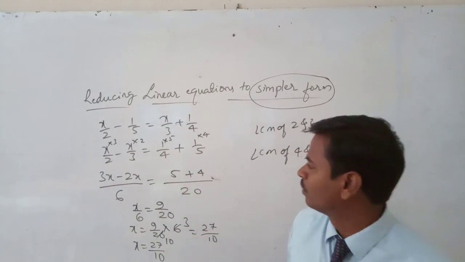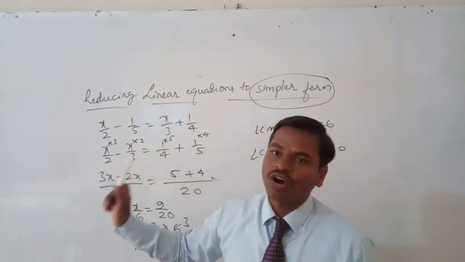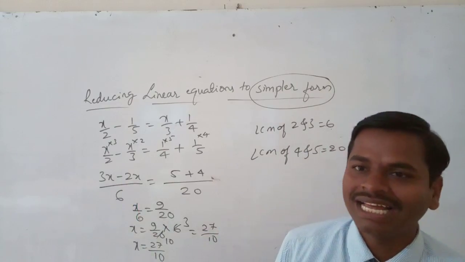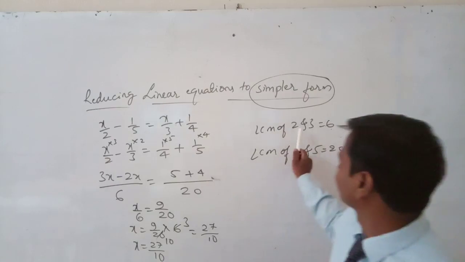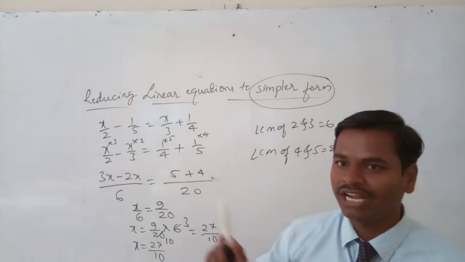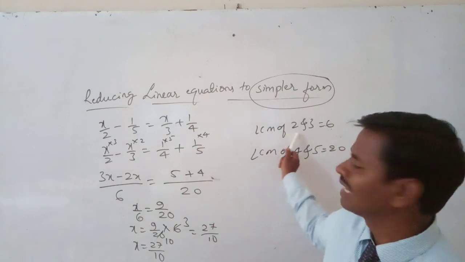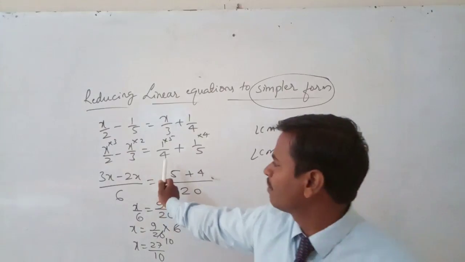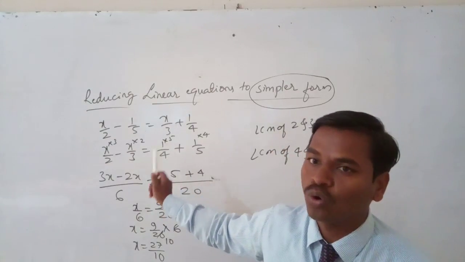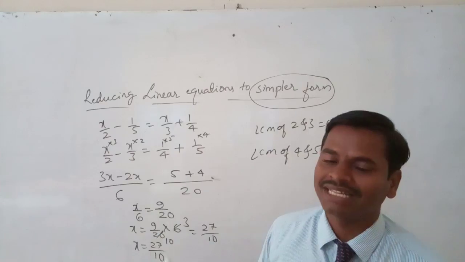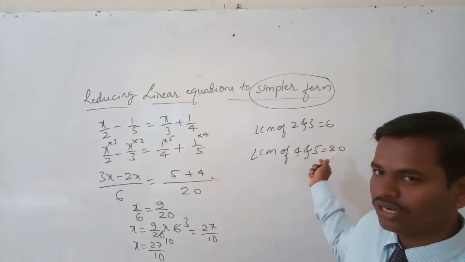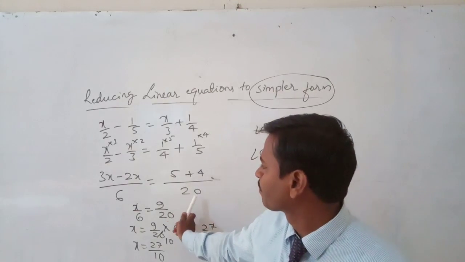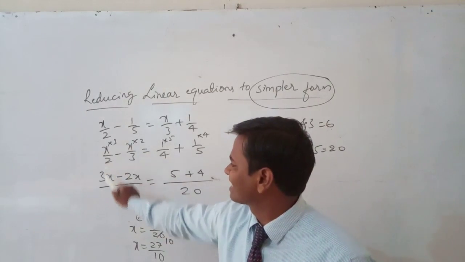Okay? Now, take the LCM of denominators. LCM of 2 and 3 is 6, because they are in different tables, 2 3s are 6. Here, LCM of 4 and 5, they are co-prime numbers. We call them co-primes. They are in different tables. That is why 4 5s are 20. LCM is 20.